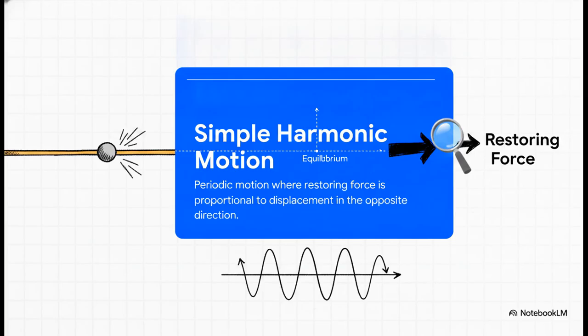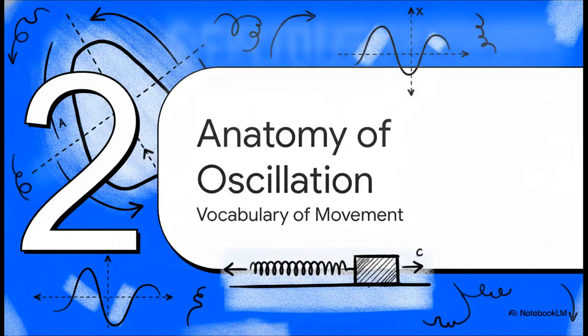To actually qualify as SHM, a moving object must be pulled back to its resting position by a force that gets stronger the further it's pulled away. Kind of like stretching a thick rubber band. We call that resting spot the equilibrium position. It's basically the object's home. When you pull the object away from home, which we call its displacement, a restoring force kicks in. Pull it just a little bit, and the force pulling back is pretty gentle. But pull it far away, and that restoring force becomes massive. And it always points in the exact opposite direction of where you pulled it, desperately trying to get the object back to equilibrium.